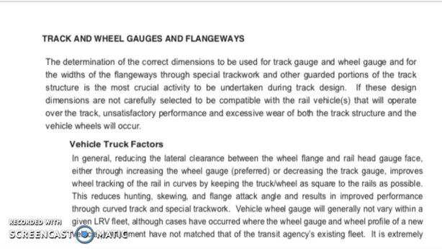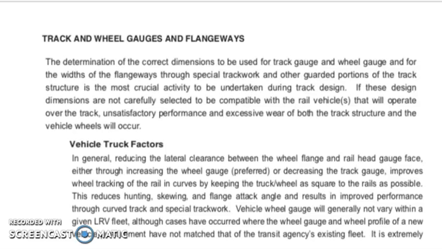For the design of a track, the most critical or crucial activity is getting the correct dimensions that will be used for the track gauge and wheel gauge and for the width of the flangeways through a special trackwork. So for a vehicle track factor, in general, you have to take note of the reduction of the lateral clearance between the wheel flange and the rail head gauge face, either through increasing the wheel gauge, which is preferred, or decreasing the track gauge, which improves wheel tracking of the rail in curves by keeping the track wheel as square to the rails as possible.